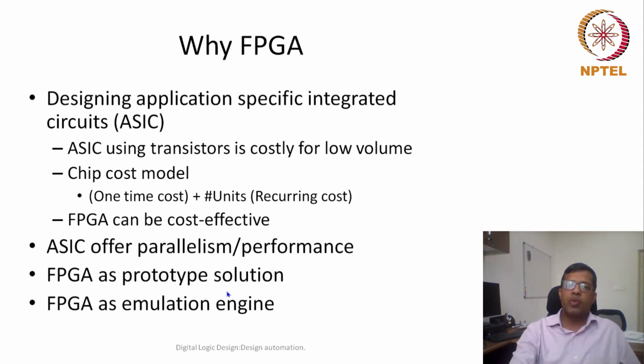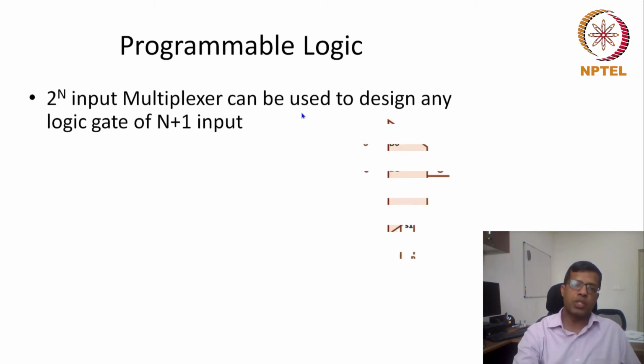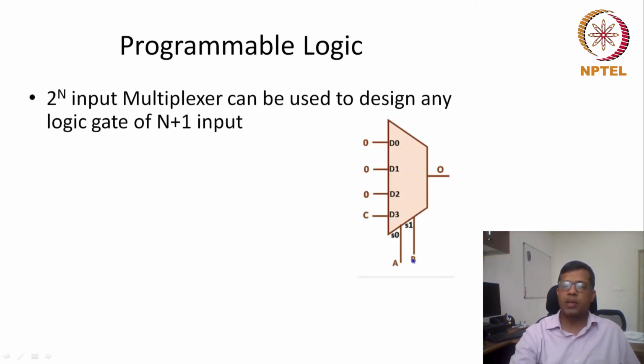Now after understanding why an FPGA would be used, let's see what this programmable logic and programmable interconnect is. These things we have already discussed in previous lectures, so let's quickly glance through it. We have seen that a 2 to the power n input multiplexer can be used to design any logic gate with n plus 1 inputs. So for example, this is my 4:1 mux, and my inputs are A, B and C. You can see that in this particular design, 3 inputs are 0, 0, 0, and the fourth input is bound to C.